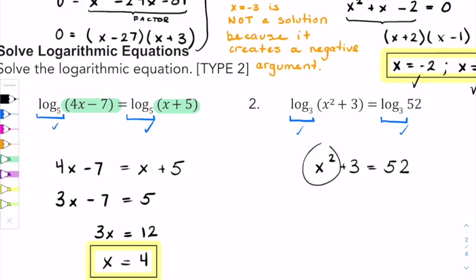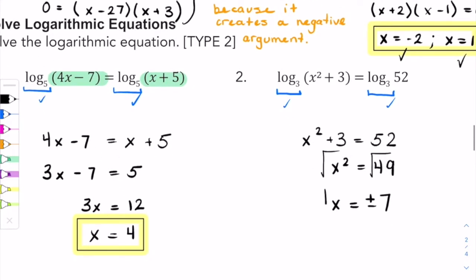I have an x squared term, but I don't have an x term. So I can definitely use square roots on this problem if they work out. Subtracting 3 from both sides gives me x squared is equal to 49. If I take the square root, my solutions are positive and negative 7. Make sure you double check those in your original equation. Make sure that all your arguments are positive, which they are. So both of these numbers are solutions.